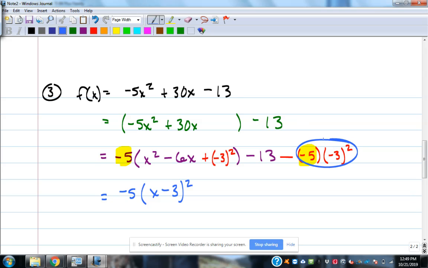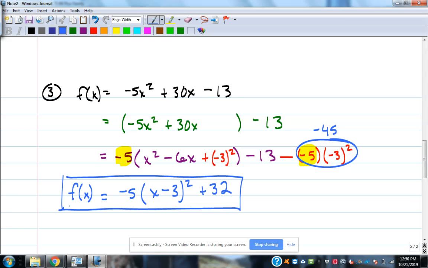And now I need to work this part out here. So I got negative 13 minus, that'd be 9 times negative 5 is negative 45. So what's negative 13 minus negative 45? Positive 32. And there we have a problem in vertex form from standard form. I want to think there was one of these on the benchmark. I know this will show up on the end of course test. It always does. Okay. Being able to rewrite there.